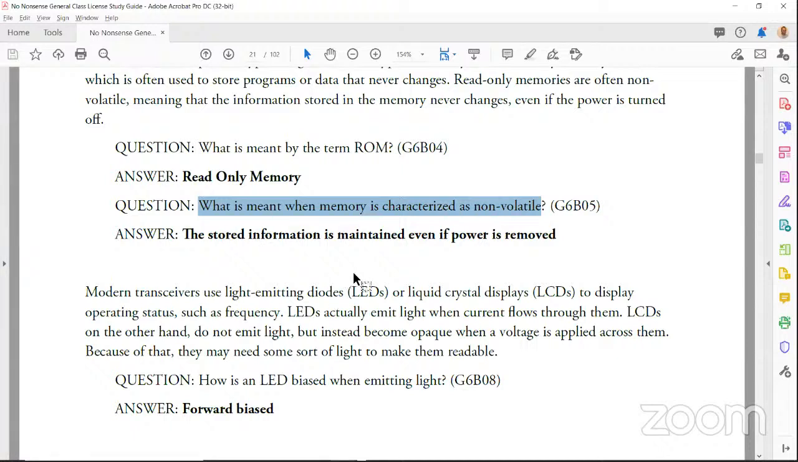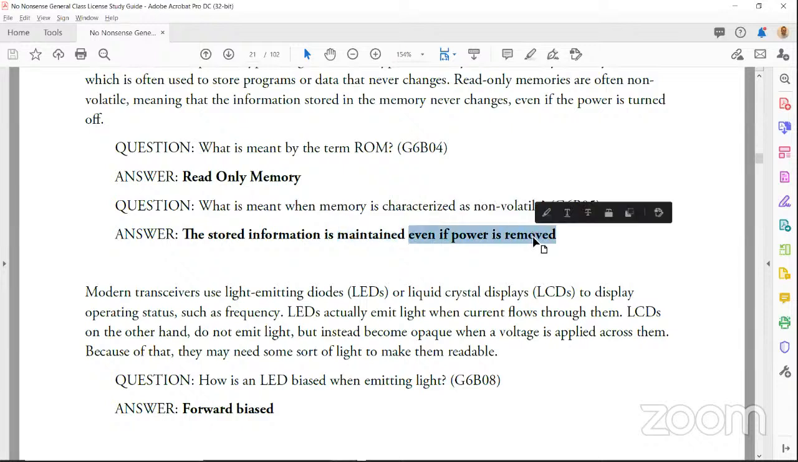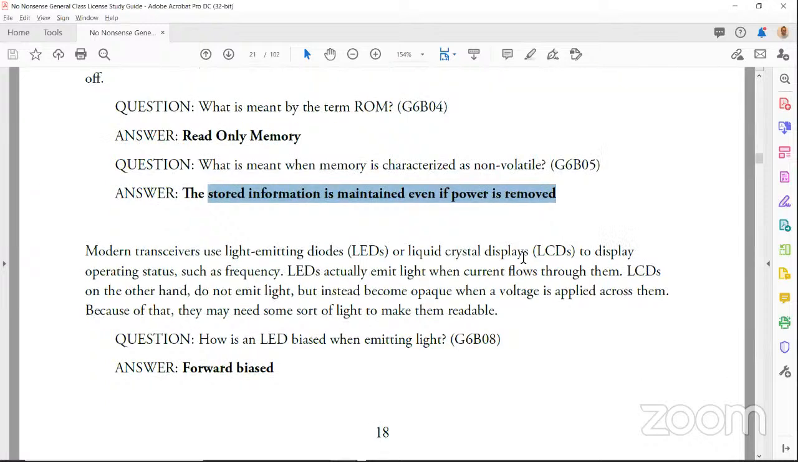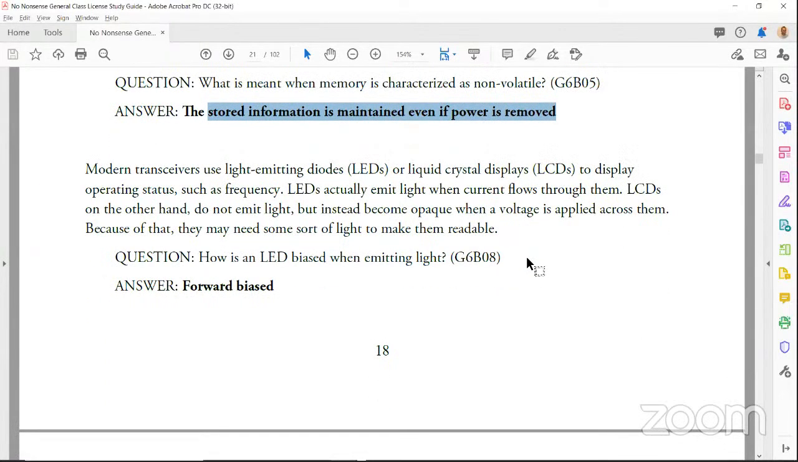Next question in the question pool. What is meant when memory is characterized as non-volatile? What they're asking us is, what does the term volatile mean when we refer to memory as being non-volatile? Well, it tells us that the stored information is maintained even when power is removed. So you unplug it, you switch it off, and the information stays even though power is removed. That is called non-volatile memory. And ROM, or read-only memory, is a type of non-volatile memory.